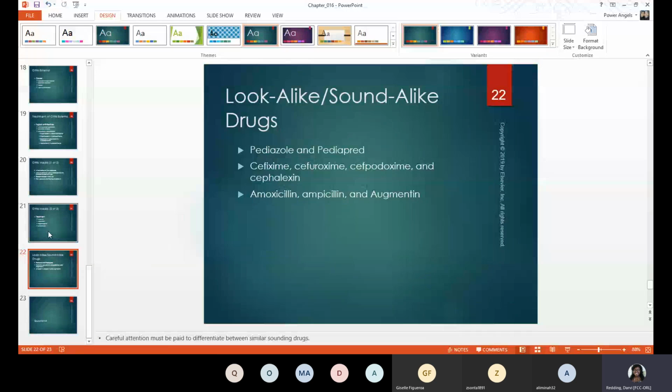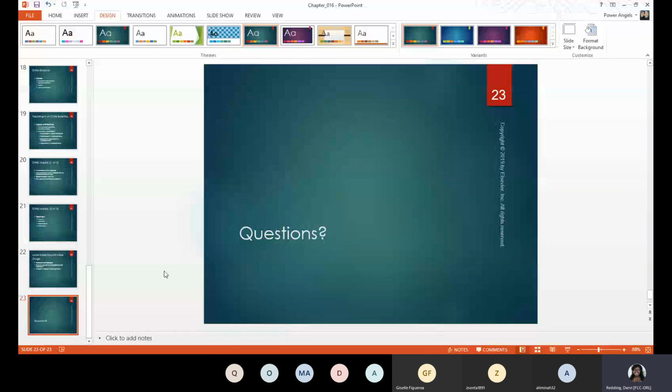Others that might look alike and sound alike would be amoxicillin, ampicillin, and augmentin. Now, it's very important to pay very close attention to the augmentin because augmentin's generic has two names to it. And its generic name of augmentin is amoxicillin clavulanic acid. So if you're pulling amoxicillin from the shelf in the pharmacy, make sure you're pulling the right one. And that's actually going to conclude the lecture portion for chapter 16 as we learned about treatment of the disorders of the ear.